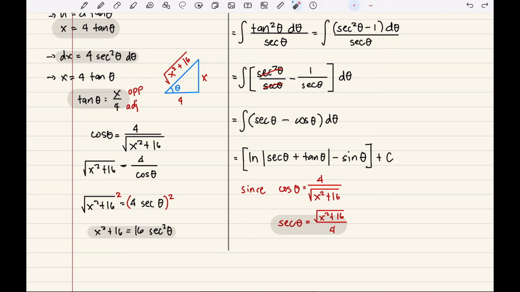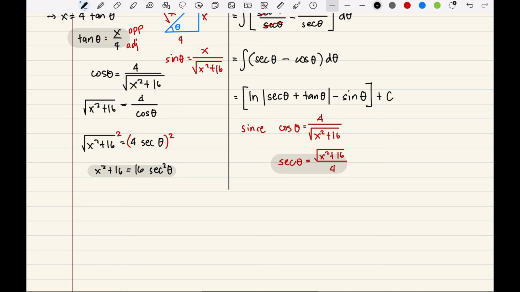So para makakuha tayo ng substitution for sine theta, we will refer to this triangle na na-draw natin kanina. Sine theta is equal to opposite over hypotenuse. So sine theta is equal to the opposite side of theta right here is x, and the hypotenuse is square root of x squared plus 16. So those are the parts na kailangan natin sa ating integral.